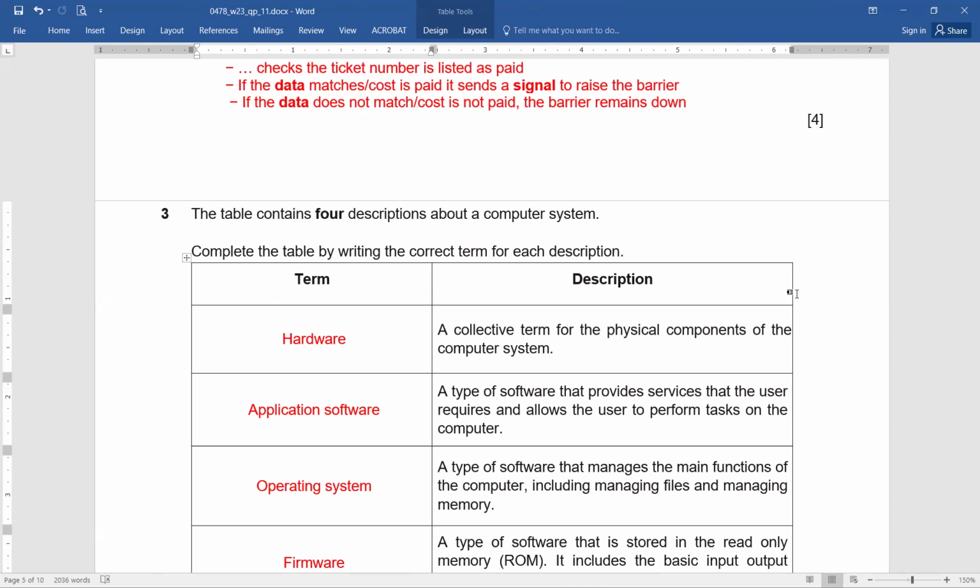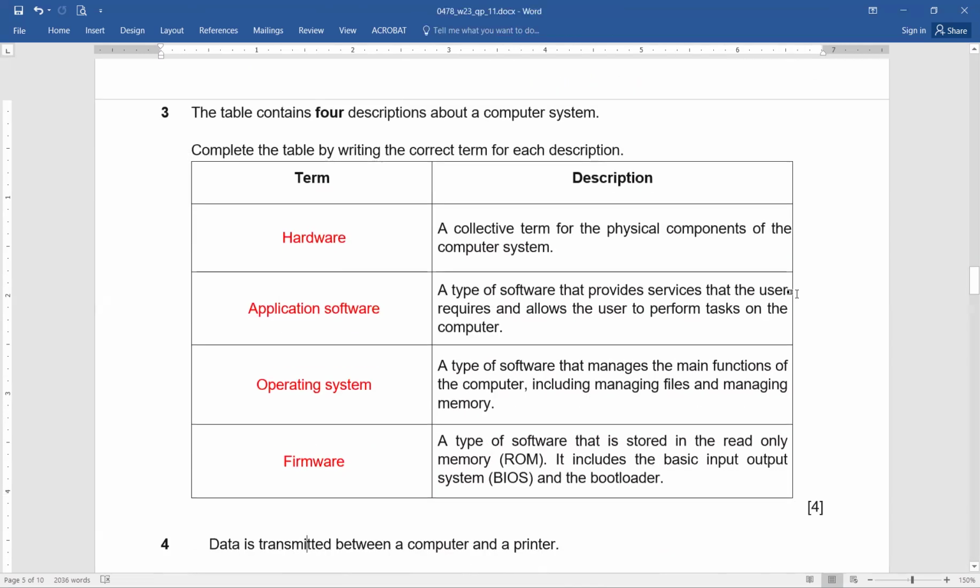Okay, question number 3. The table contains 4 descriptions about a computer system. Complete the table by writing the correct term for each description. Now, first description, a collective term for the physical components of the computer system. See, it's so simple, hardware.